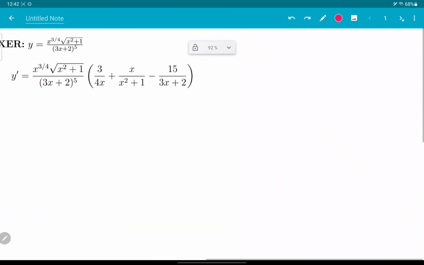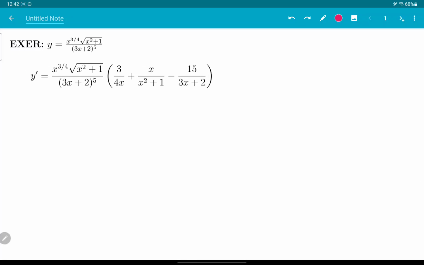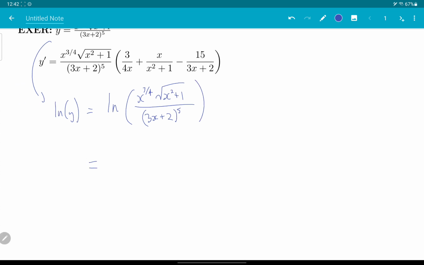Okay, practice. Here's an exercise. I want you to pause, copy, and try this now. And I will do a solution now. Ln of y is ln of this abomination, and then once you practice, you can just do this very quickly. I'll just do it quickly here. Ln x squared plus 1 minus 5 ln 3x plus 2.